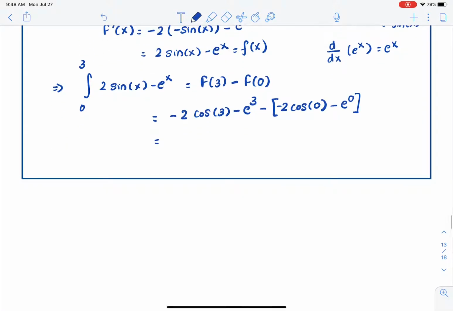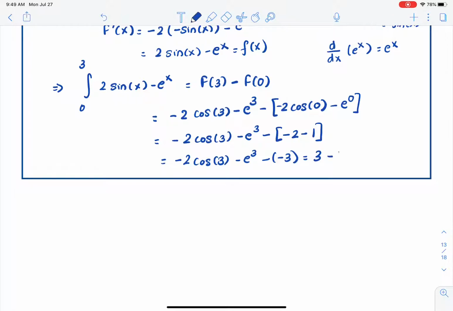So we get minus 2 cosine 3 minus e cubed, minus cosine 0 is 1, minus e raised 0 is 1, so minus 2 cosine 3 minus e cubed minus of minus 3. So the answer is 3 minus 2 cosine 3 minus e cubed. You can use the calculator to get a decimal value as an answer.